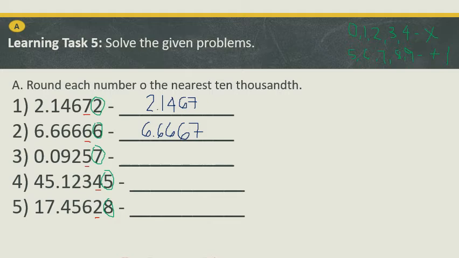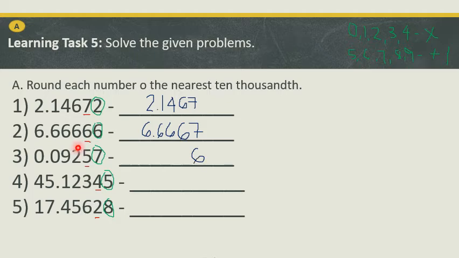So, kaya ang answer natin ay 6 and 6,667 10,000s. The next, number 3. So, ito ang ating rounding digit, yung 5. Ang katabi niya is 7. Nasaan ang 7 dito? So, ito. So, yun ay plus 1. So, ang 5 natin, idadagdag natin ng isa, so magiging 6.